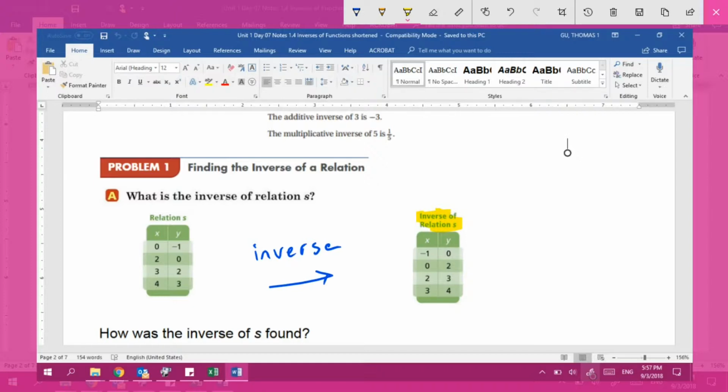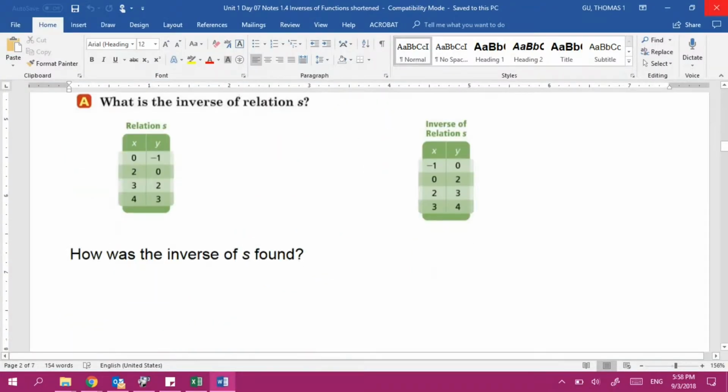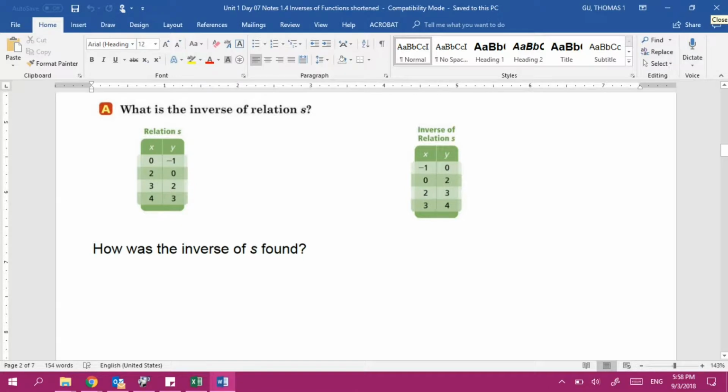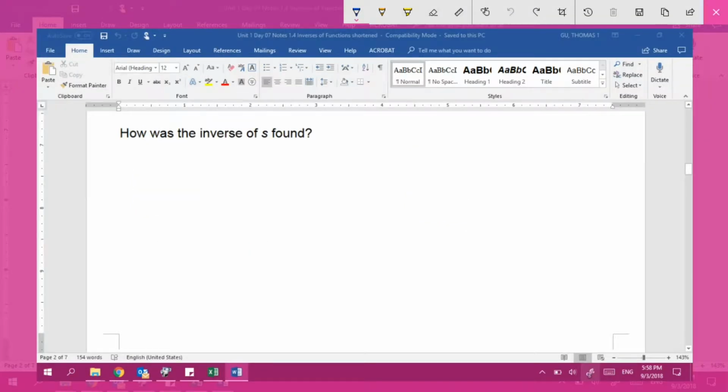Oh my goodness, wait a second. Let's take a second now and hypothesize how the inverse of S was found. So guys, take a second and I want you to write something in this blank. How do you think they found the inverse? So guys, the way that the inverse was found is they switched the X's and Y's, or the range and the domain just switched places. I wonder if any of you guys saw that one.